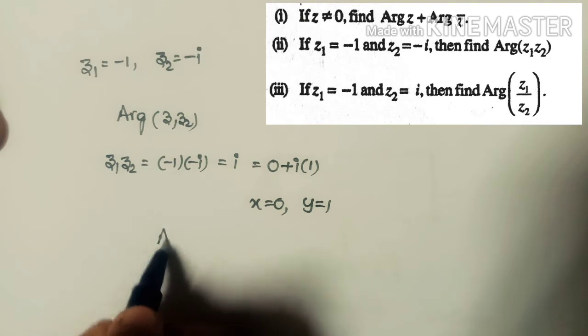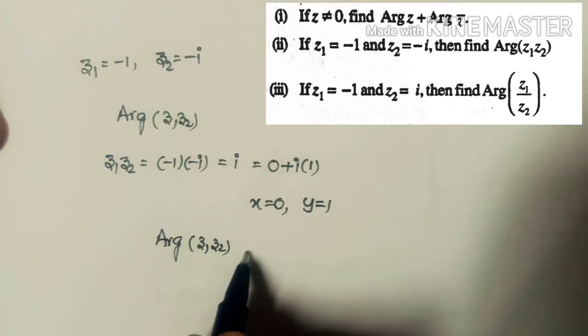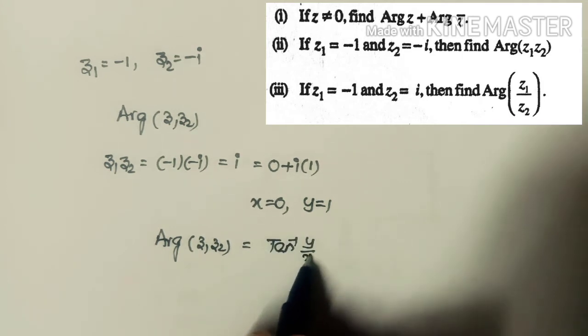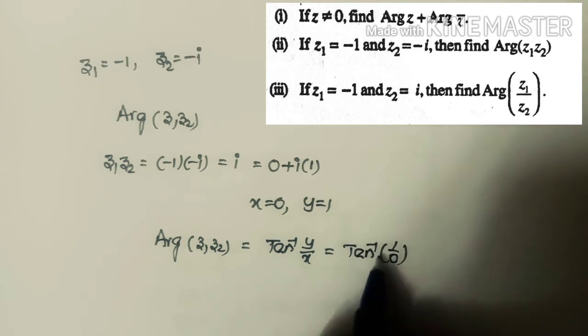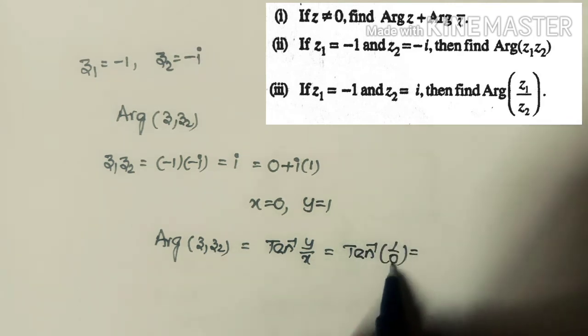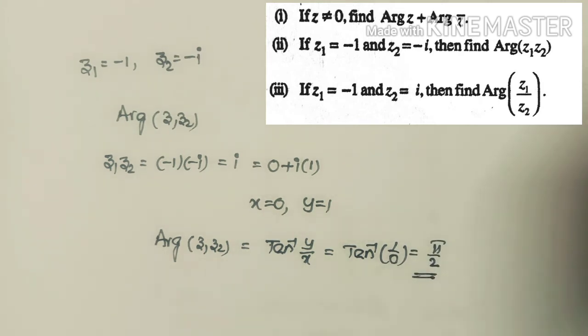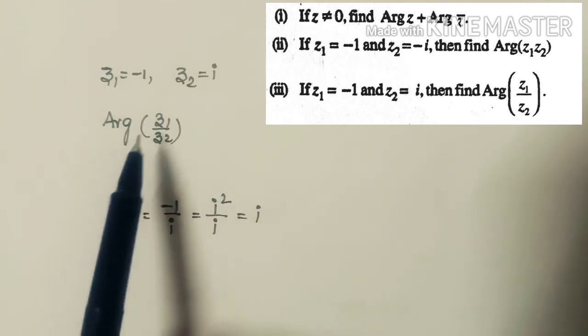Now what is arg z1 z2? The arg z1 z2 formula is equals to tan inverse of y by x, and this is equals to tan inverse of 1 by 0. Tan inverse of 1 by 0 is equals to tan inverse of infinity, that is 90 degrees, that is pi by 2. Therefore the answer is equals to pi by 2. That's all. If z1 is equal to minus 1 and z2 is equal to i, then find the value of arg z1 by z2.